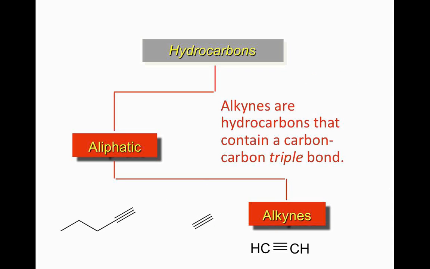Finally, alkynes are hydrocarbons that contain all carbon and hydrogen atoms with one or more triple bonds in them. Notice the example structures on the bottom left, each containing one triple bond. Here, the structure on the left has formula C5H8, and the structure on the right has formula C2H2.